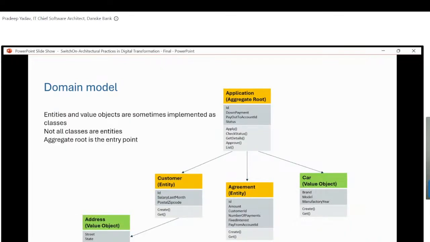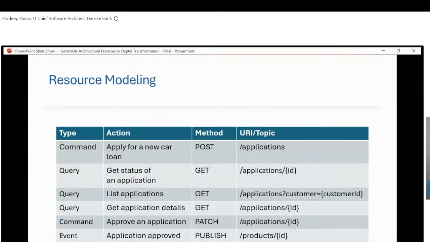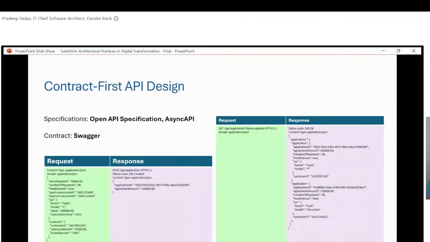And then domain model. And then once you have the bounded context canvas ready, all the inbound communication, definitely you can start picking as a resource modeling, and start working on the contract first approach API design, whether it is sync or async APIs.